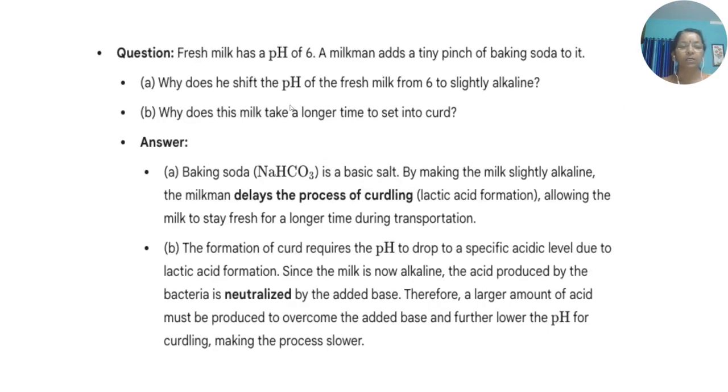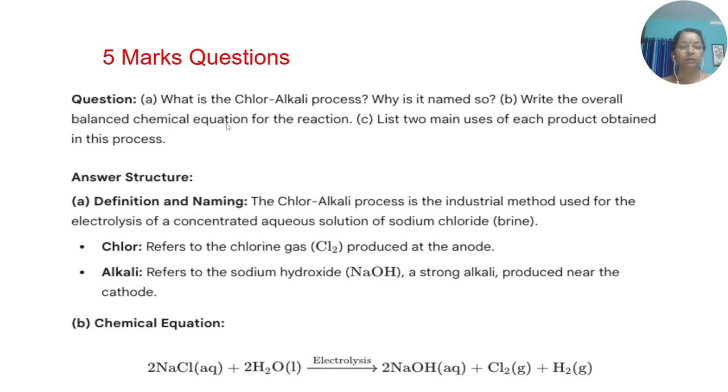See, that question is asked in a different way. Actually, this is a 5 marks question, I think. Fresh milk has a pH of 6. A milkman adds a tiny pinch of baking soda to it. Why does he shift the pH of the fresh milk from 6 to slightly alkaline? We know the answer. Why does this milk take a longer time to set into curd? We discussed this before, but the question is being asked in a different way. The answer is given very clearly, showing how to give the answer for that. We discussed it already.